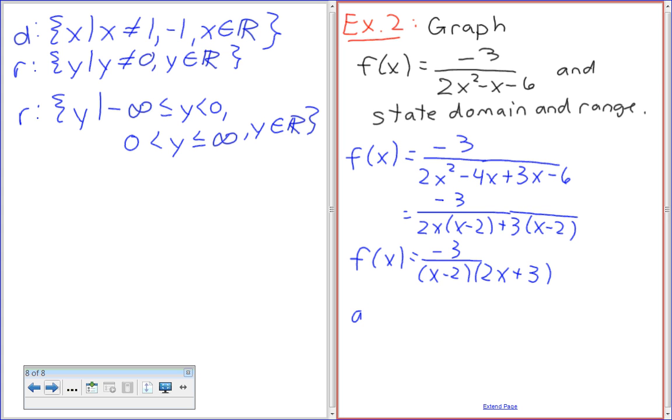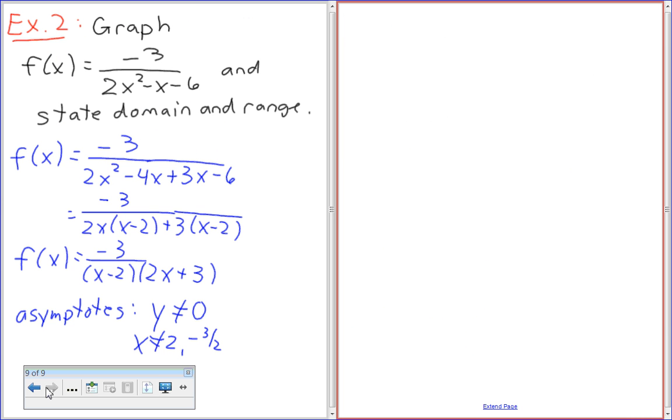My asymptotes are y cannot equal 0, x cannot equal 2, and x cannot equal -3 over 2. Did I make a mistake yet? No, I hope we're still good. Any questions and fears about what happened so far? We're good? Okay, now the next step is to do it on the graph.